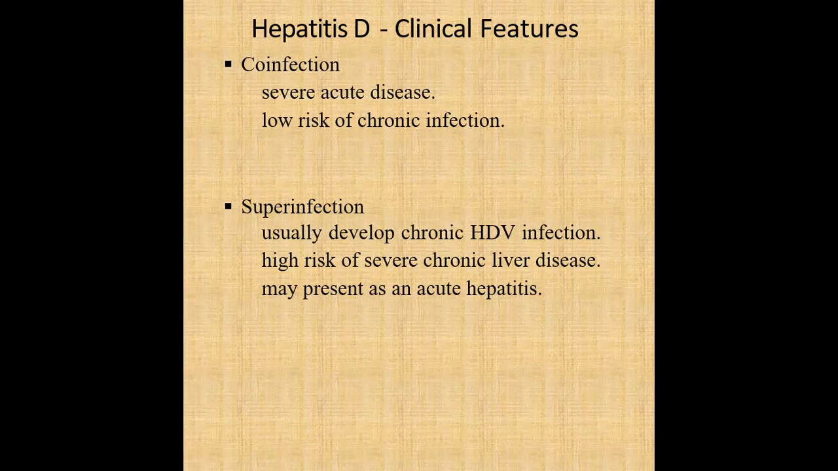The next one is superinfection, which usually develops in case of chronic hepatitis D virus infection. There is a high risk of severe chronic liver disease, means an attack on the liver. Superinfection is high and may present as an acute hepatitis. Means in case of superinfection, such types of virus are present inside the patient's body, and when any agent enters, they show severe infection in the patient's body.